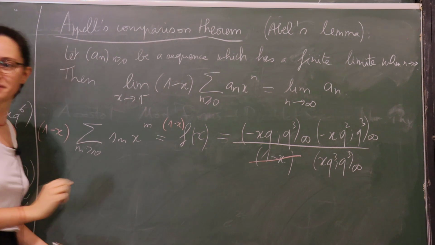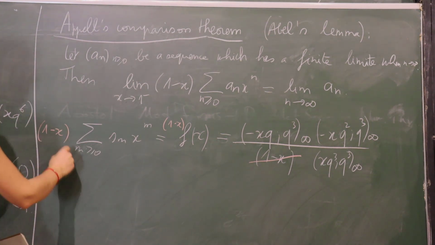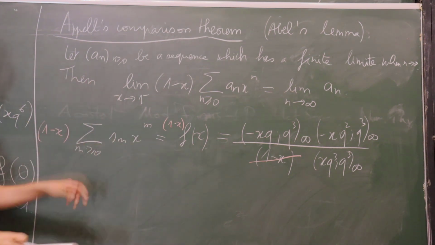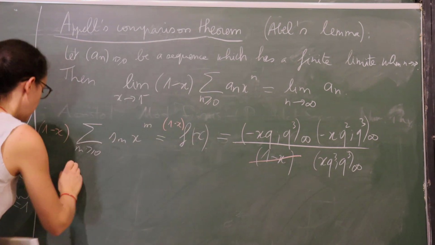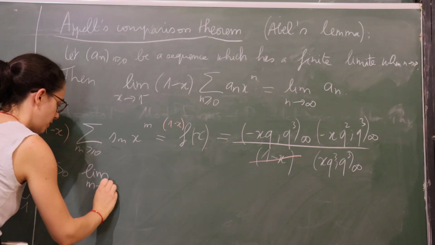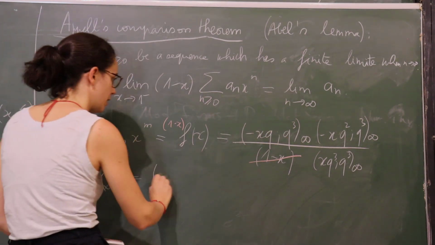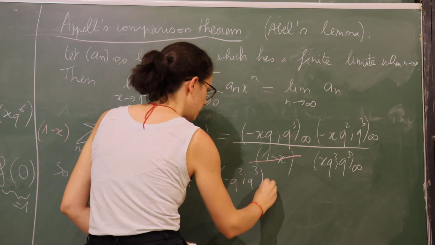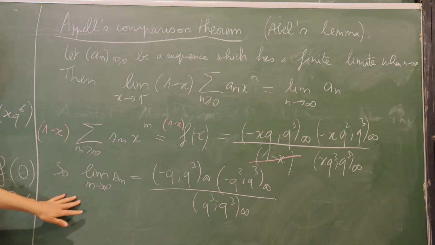So now we can just, if we want, move this term here, 1 minus x also. And now we can apply Abel's lemma here. If you take the limit when x tends to 1, that gives you the limit when m tends to infinity of s_m. So the limit of s_m is simply, when we replace x by 1, minus q, q^3 infinity, minus q^2, q^3 infinity, over q^3, q^3 infinity. Okay, so that's quite nice.